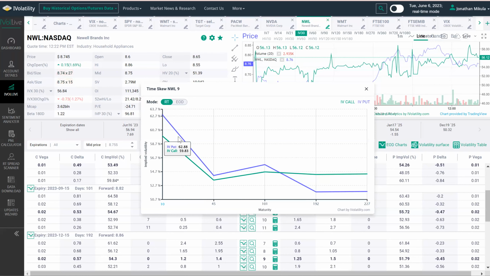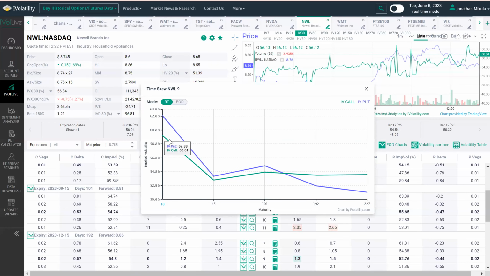So if you saw, like, if Newell was going to have an earnings release, let's say in 30 days, typically we'd see a spike in implied volatility and then it would kind of recede. The other thing you could tell here is the difference between calls and puts. So calls are in green, puts are in blue. What I look for here as a trader is huge discrepancies in calls versus puts, because that tells me that the market is kind of undecided on which direction the stock might go, and that creates very interesting trading opportunities.